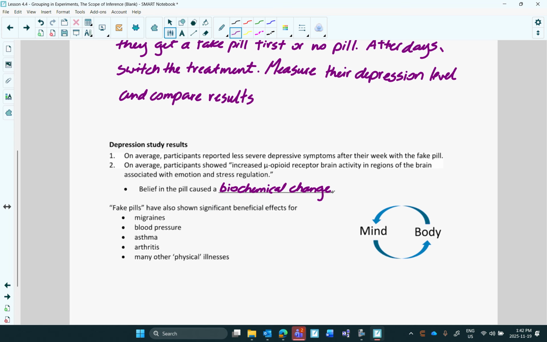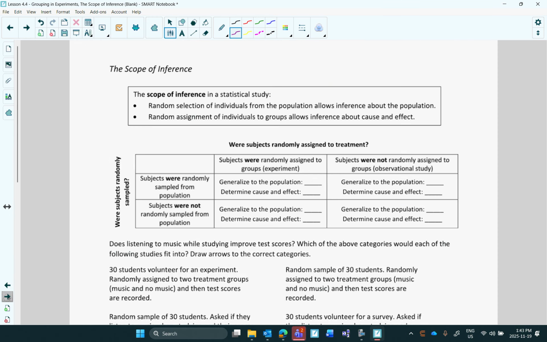And this has happened in numerous studies with things like migraines, blood pressure, etc. that you see there in the list. Okay, where even though it was fake, there was no active ingredient, there was nothing that was treating whatever the issue was, it caused a change. Okay, and so when we administer a fake pill or a fake treatment, that's called a placebo. And if a change comes out of it, that's called the placebo effect.